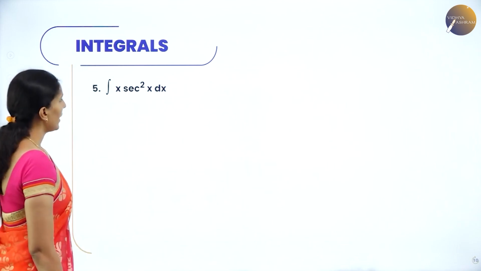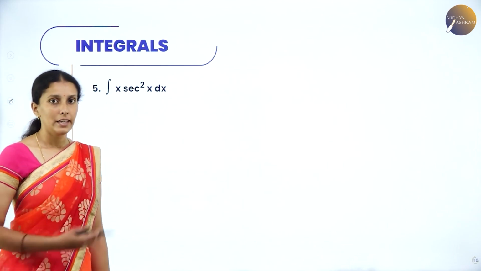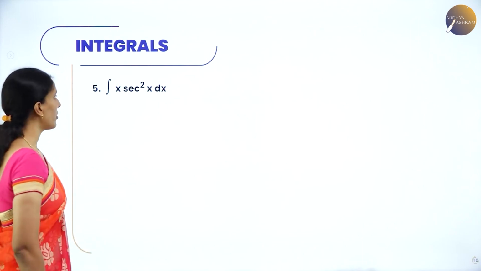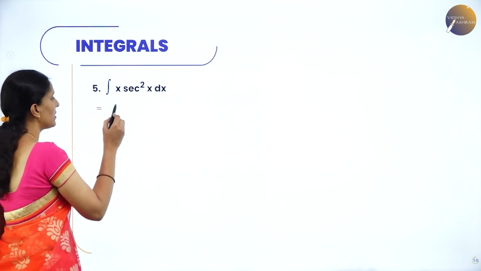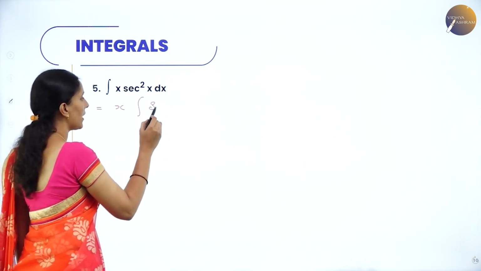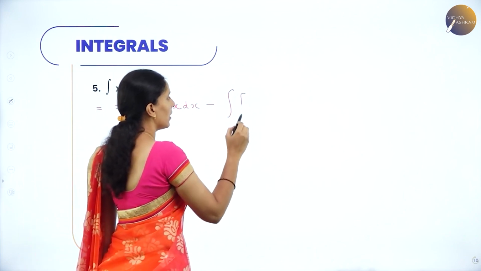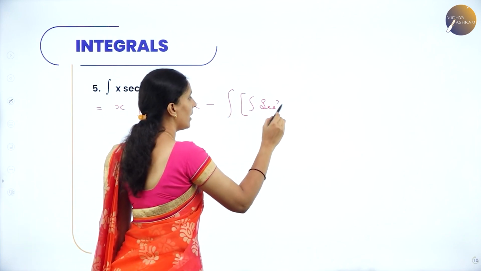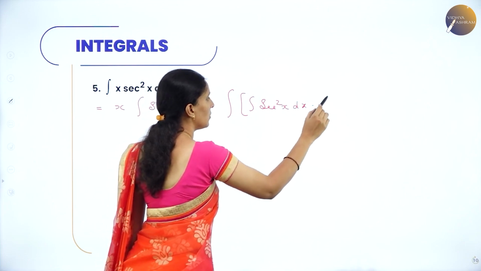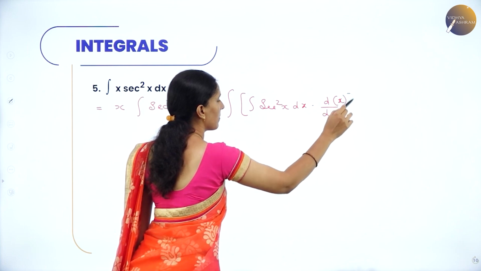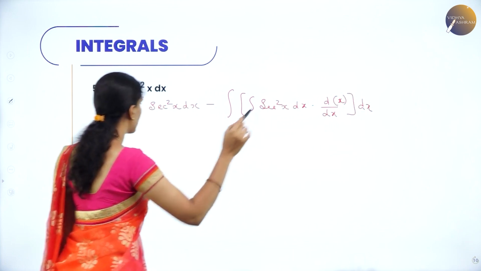Next one. So x into secant square x. This is already given. So first algebraic and then trigonometric. So let us take this first function, integral of secant square x, minus integral of second into derivative of first, x with respect to dx.